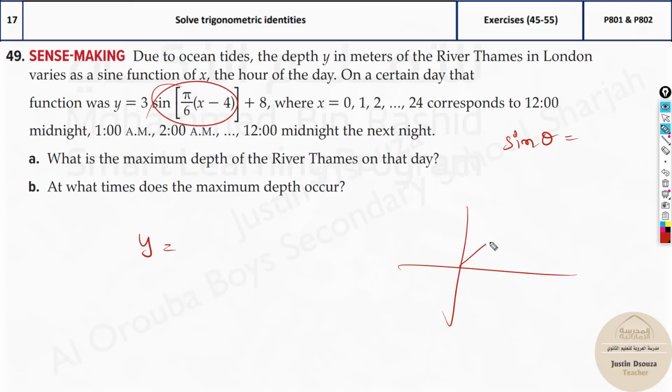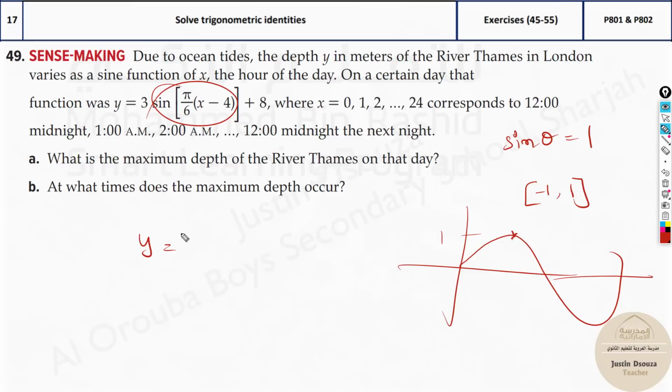It starts from 0, goes up like this. It's only maximum at 1. So 1 is the maximum. If you know the range, it's minus 1, comma 1. This is the max. So sine theta must be 1. So whatever is over here, it must be 1 basically.